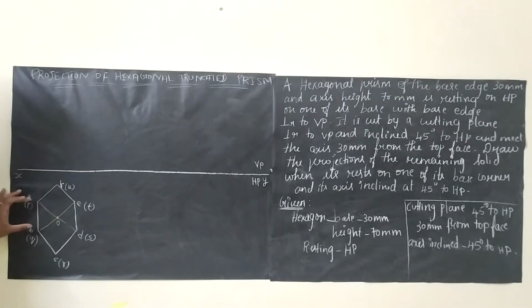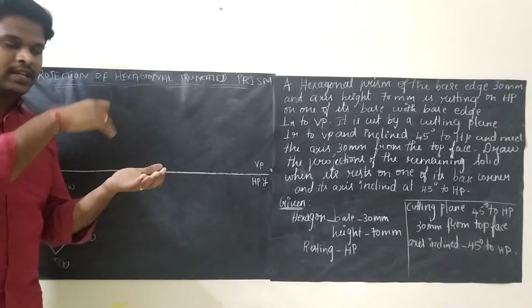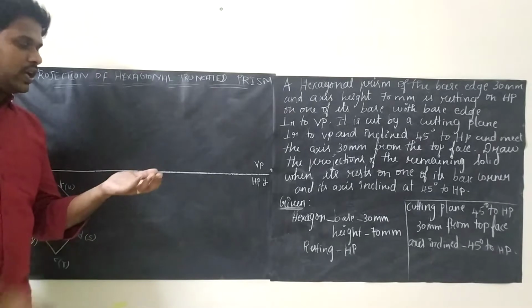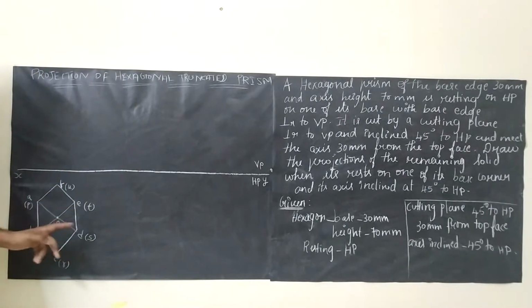So this is the base. So base will be 30 mm. So you will be drawing a base of 30 mm. And hexagon angle is 60 degree. So you just complete the hexagon. And naming is, just see here, the top face of the hexagon is ABCDEF and bottom face is PQRSTU.